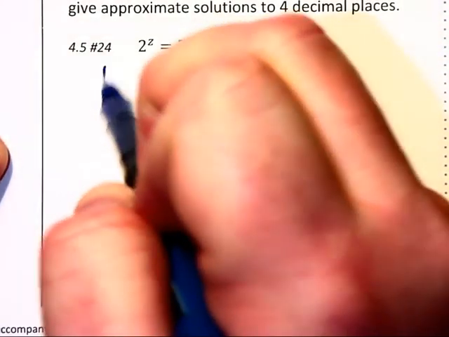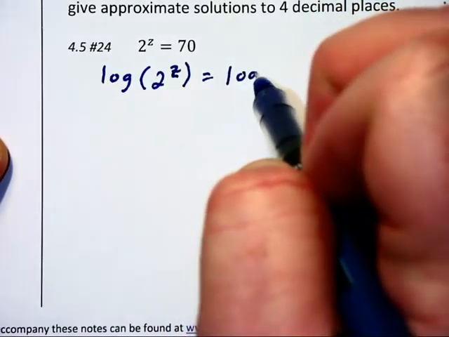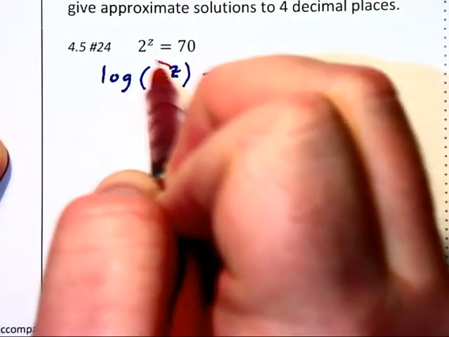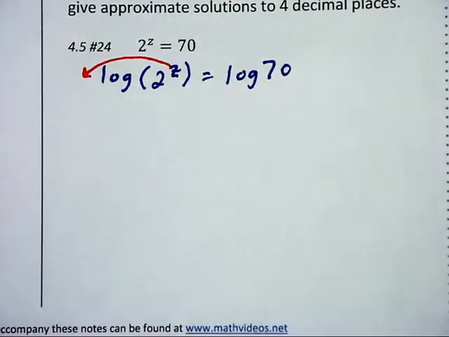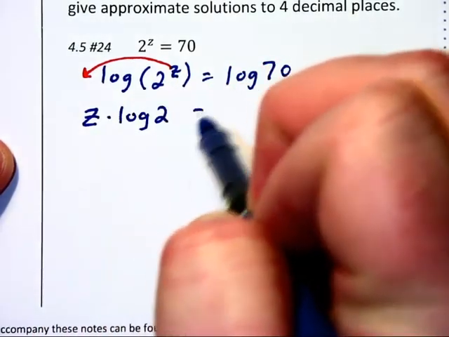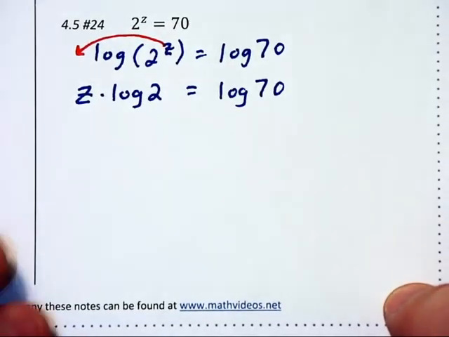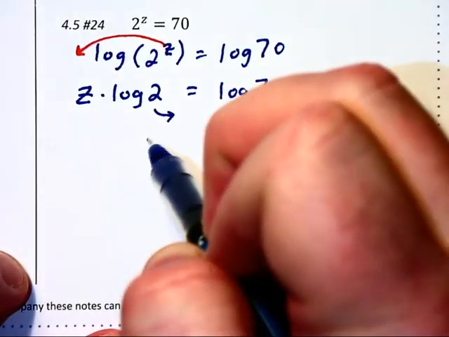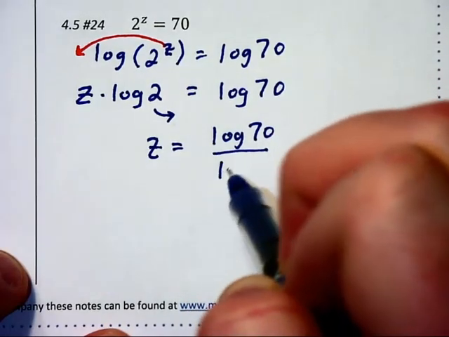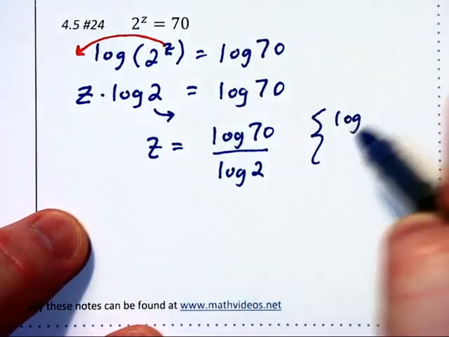We're going to have log of 2 to the z power equals the log of 70. Now one of our properties of exponents says that we can bring that z out in front. And so that will give us z times the log of 2 equals the log of 70. And since the log of 2 is a constant, it can be divided off of each side, and we now have z is equal to the log of 70 divided by the log of 2. That right there is our exact solution.